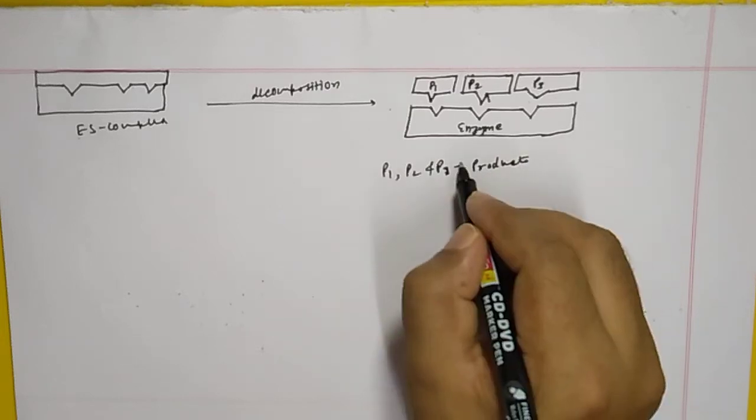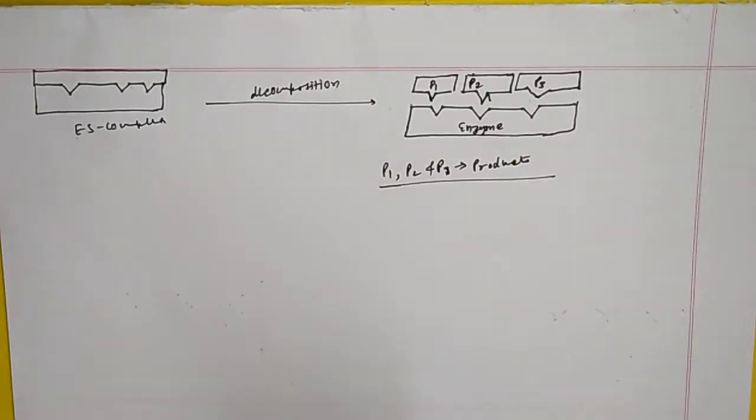So finally P1, P2 and P3 are the products. These were the enzyme catalysis mechanism. What we studied in this lecture is that on the surface of the enzyme there are functional groups, along with cavities of fixed shape. Only that reactant will react which has a complementary shape to fit in the cavity, just like a key fits into a lock.